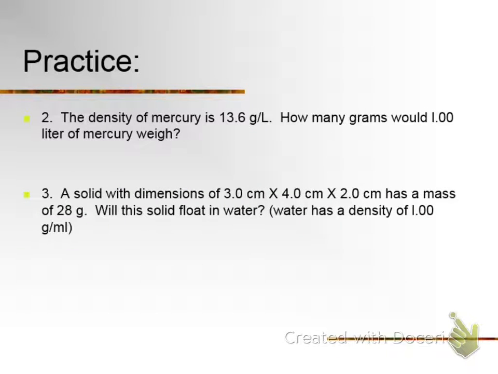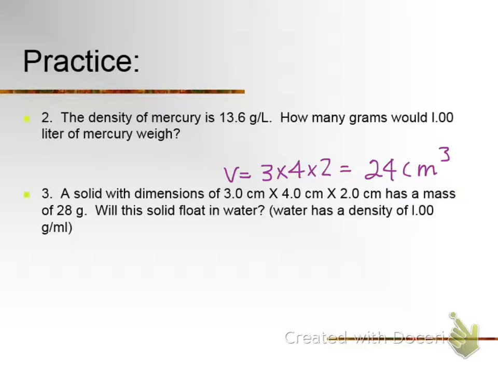The next one is a solid with dimensions of 3 times 4 times 2 centimeters. It has a mass of 28 grams. Will this solid float in water? And then, of course, it's reminding us that the density of water is 1. We would have to calculate our density and see if it's greater or less than 1. Since it gave us length times width times height, we're going to say 3 times 4 times 2, and that is going to give us a volume of 24, and remember that's centimeters cubed.